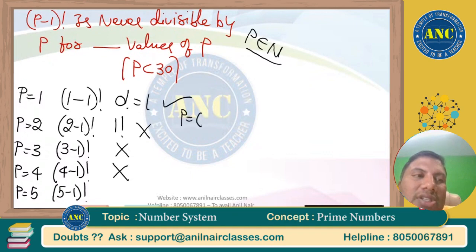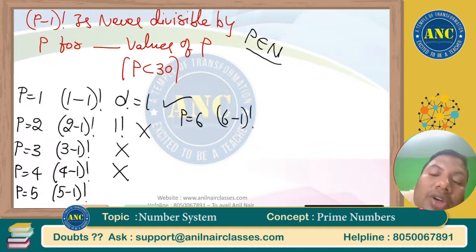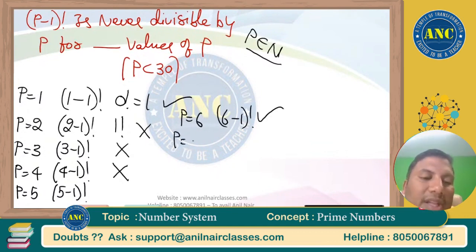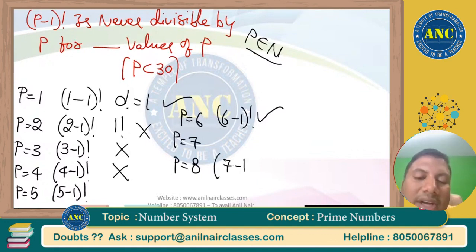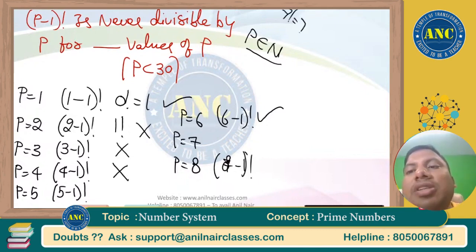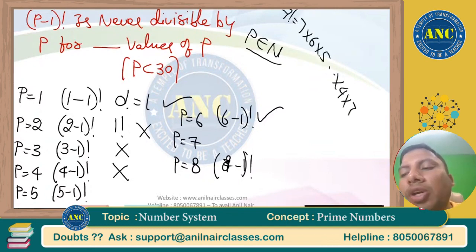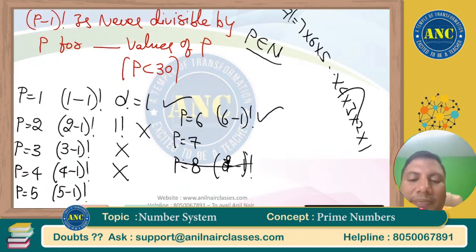No. If P is 6, 6 minus 1 factorial, 5 factorial, 120, is divisible by 6. We will check 7 and 8 and stop there because I want to derive the pattern. For 8, 8 minus 1, 7 factorial, is 7 into 6 into 5 and so on up to 4 into 3 into 2 into 1. It is divisible by 8.